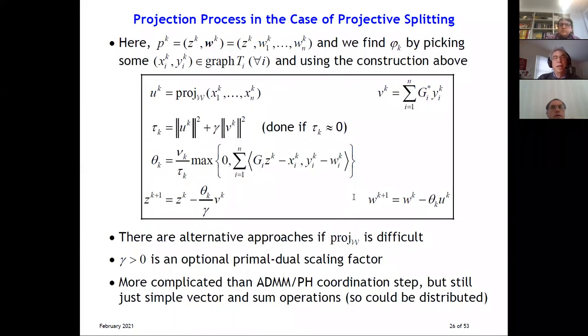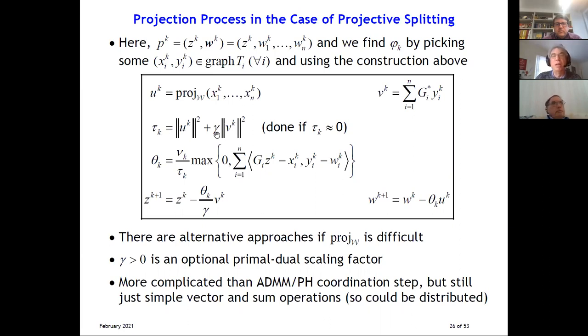In the context of the particular space and the particular separators that I was talking about, this generic algorithm would now play out like this. I find my separator function, phi k, by picking some xi, yi in the graphs of these operators. Then the projection looks like the following. I compute this u, which is just the projection of the x's onto this space W that I think I'm living in. I compute this v, which is the sum of gi stars times the yi's. This u and vk together are basically the normal to the half space boundary we're projecting on.